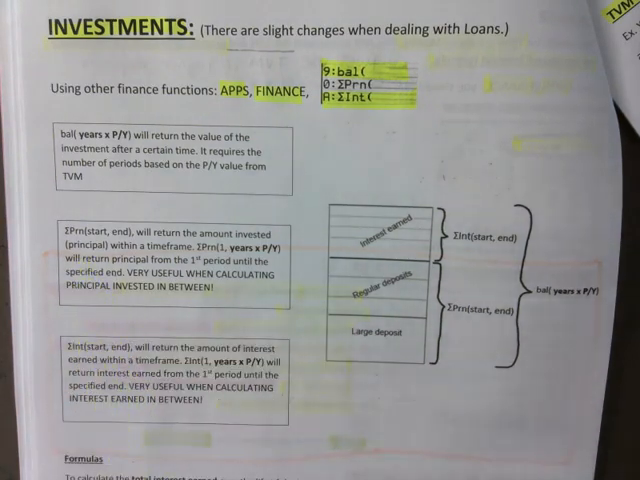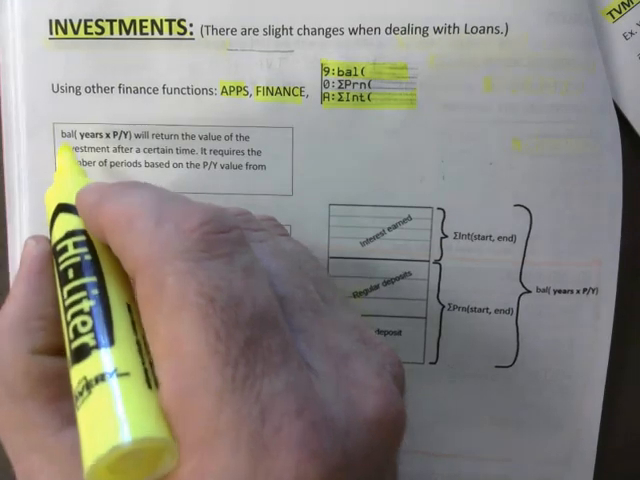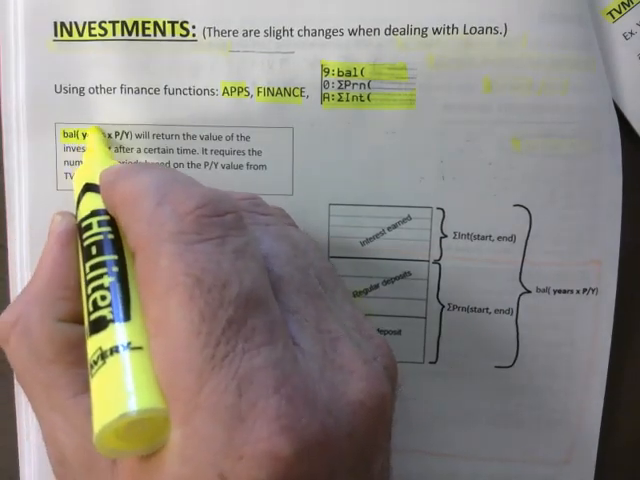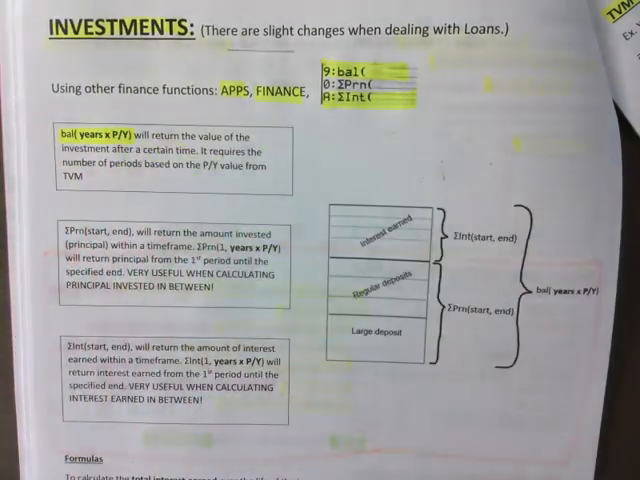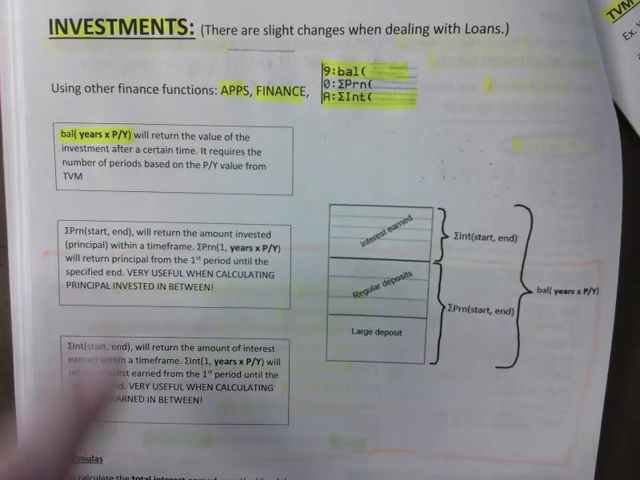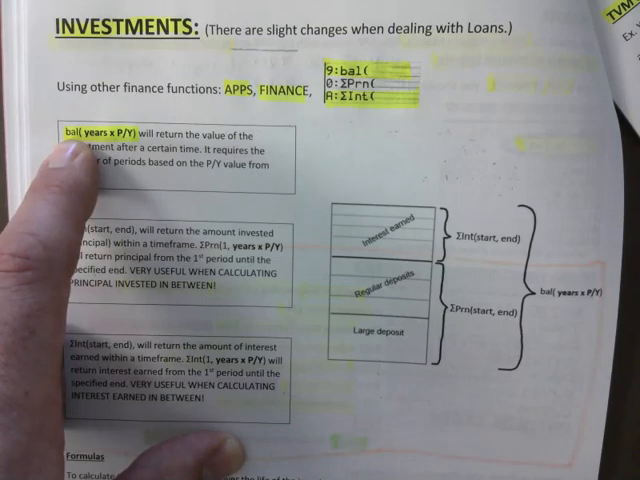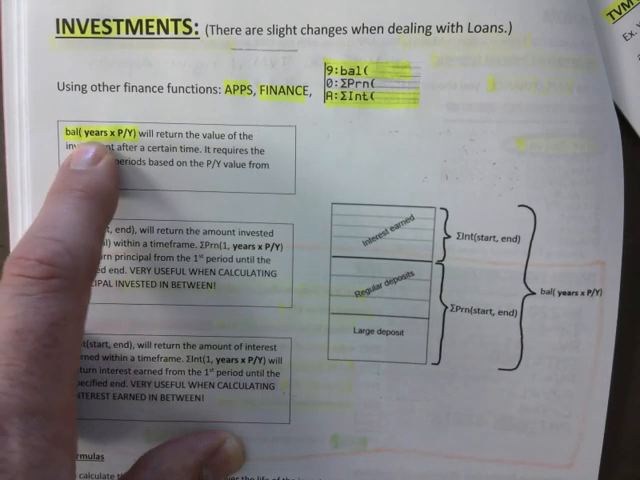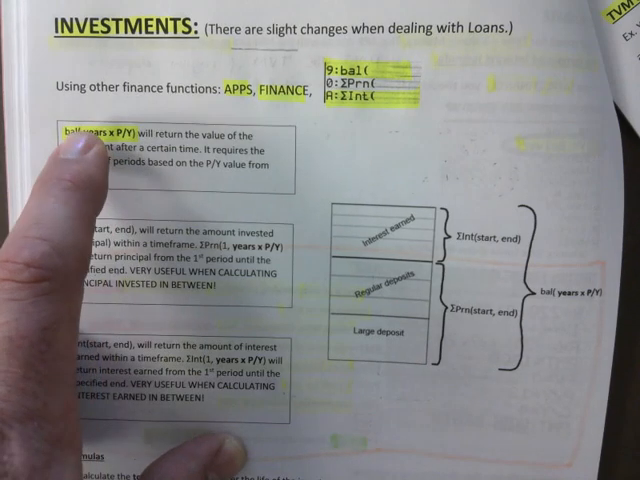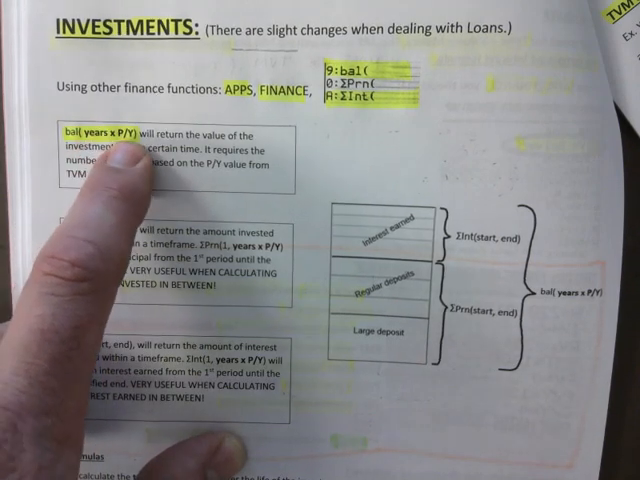Okay? Balance, how does that work? I highlight that right here. Notice that they all have PY in the mix. You see that? So balance, if you want the balance after a certain amount of years, you need to always make sure you multiply the years by whatever PY is.